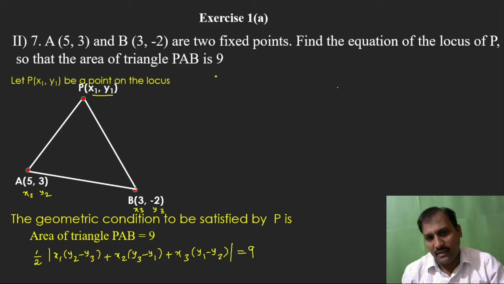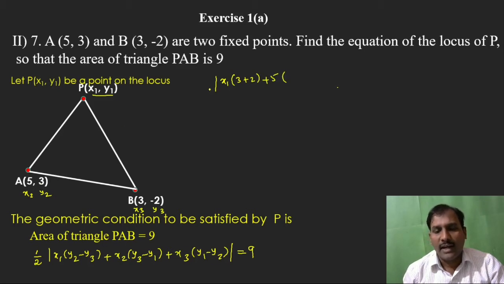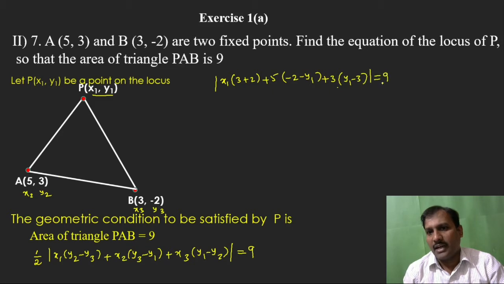Substitute in the formula. What is x1 here? x1 only. x1 into (y2 minus y3), that is 3 minus of minus 2, that is 3 plus 2, plus x2. What is x2 here? 5 into (y3 minus y1). y3 is minus 2 and y1 is y1 only. Minus 2 minus y1, plus x3 is 3 into (y1 minus y2). y1 minus y2 is y1 minus 3, is equal to 9 square units. And here this 1 by 2, if you send to the other side, it will become 9 into 2.